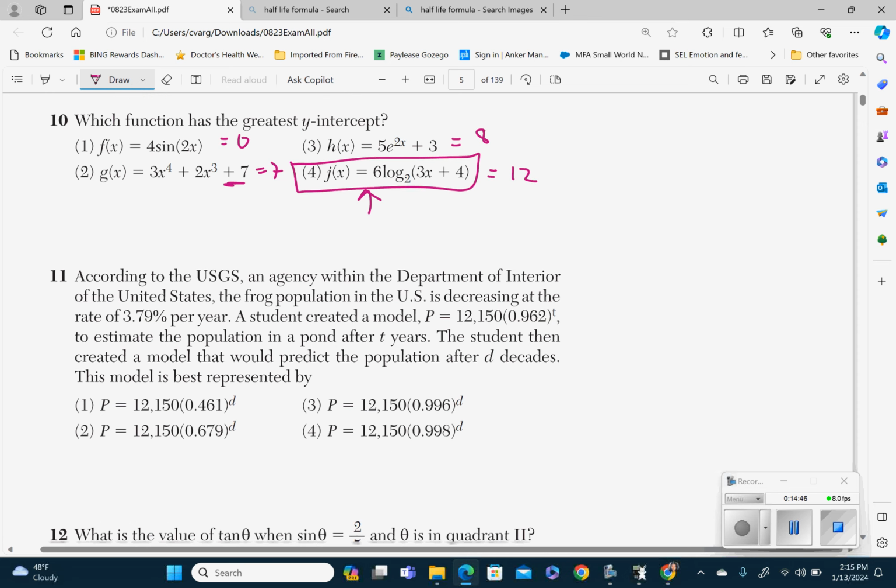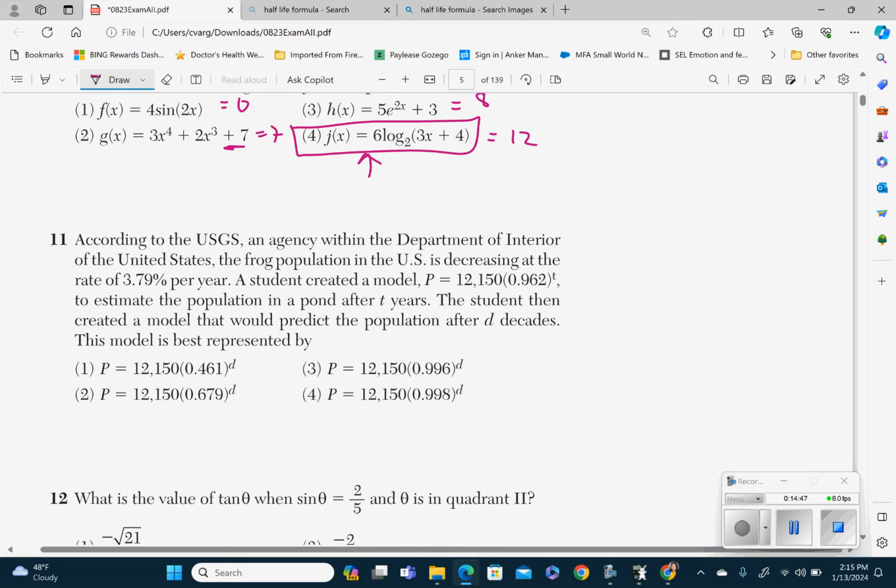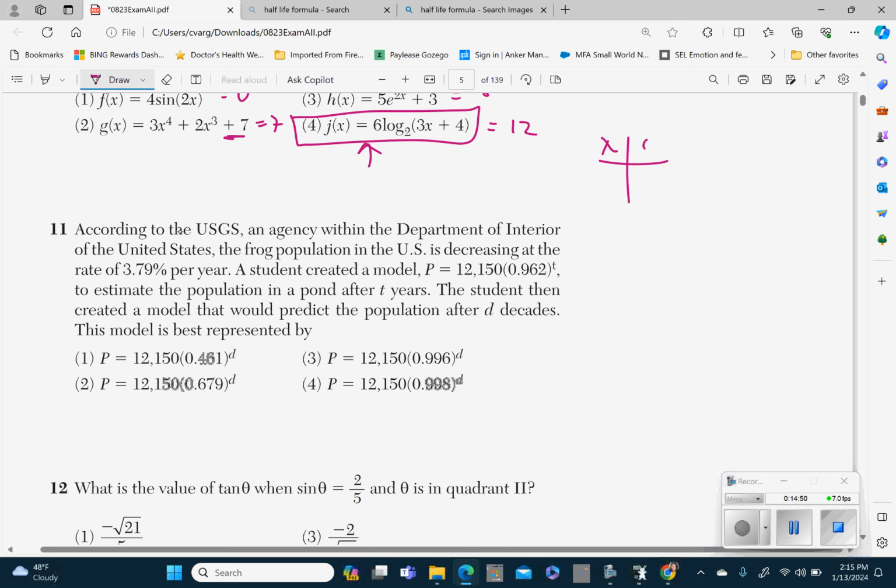And again, graph each of these and look across from 0. Across from our 0, that number is going to be our y-intercept. Question number 11 is honestly, you're just looking for the model can be best represented by. So you have a function here, and you're looking to see which one is going to be the same thing as that.